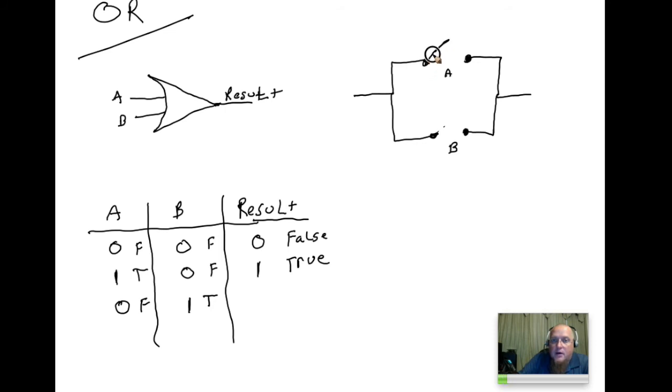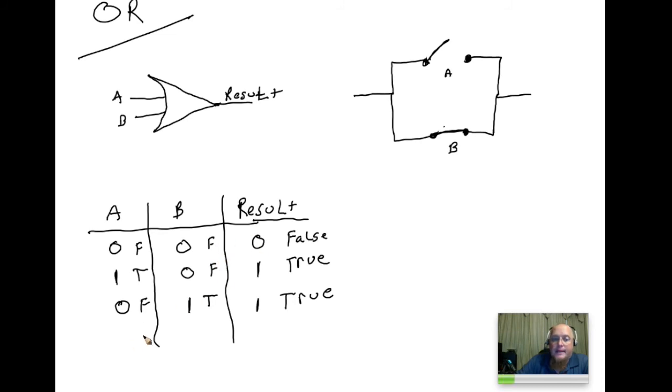A is off, B is on. So let's try to go on A. Nope, can't do it. Go across B. Yes, I can, so I can get across. So this value is true.